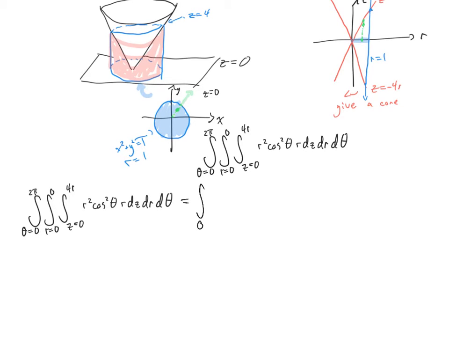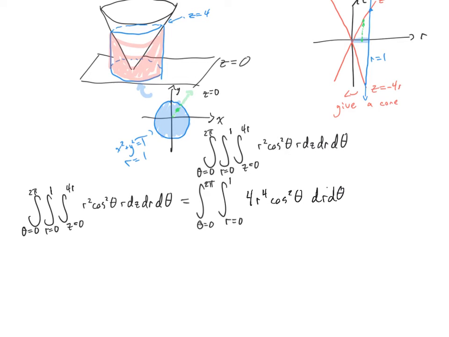So my new integral is theta equals 0 to 2 pi, r equals 0 to 1. Inside I'm going to get r cubed, but then this other 4r. So that's 4r to the 4th cosine squared theta dr d theta.